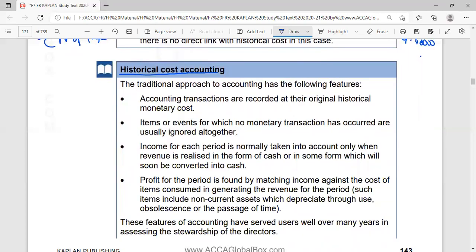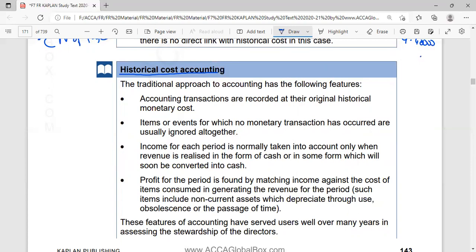Transactions already incurred. So if any transaction involves the payment of money, only those monetary transactions are considered. If any non-monetary transactions are involved, then those are not considered in case of historical cost accounting. Just ignore the non-monetary transactions.